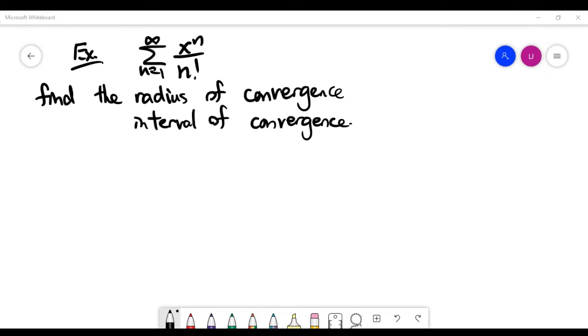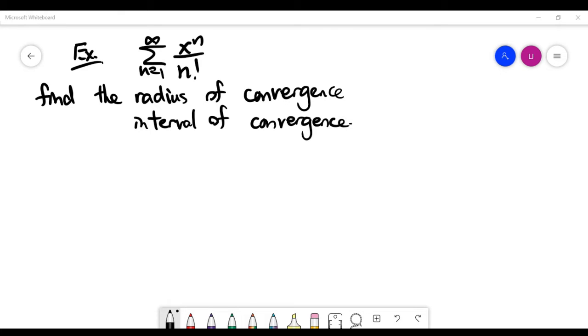So in this video, we'll look at the current example first. Now I'm giving you a power series. It has the term x to the power n divided by a factorial term of n. And I would like you to find the radius of convergence and the interval of convergence for this problem.